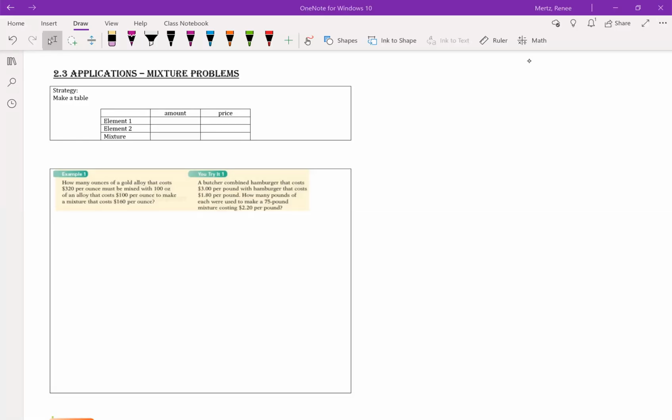Hey guys, today we're going to talk about mixture problems. This is one of our last types of word problems that we're going to tackle in this unit.